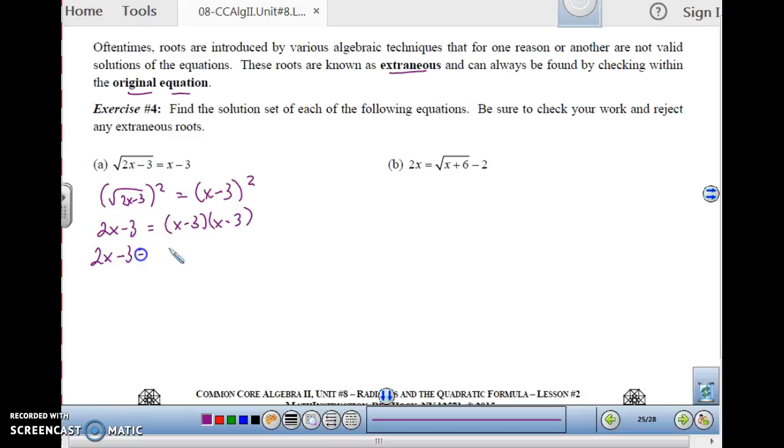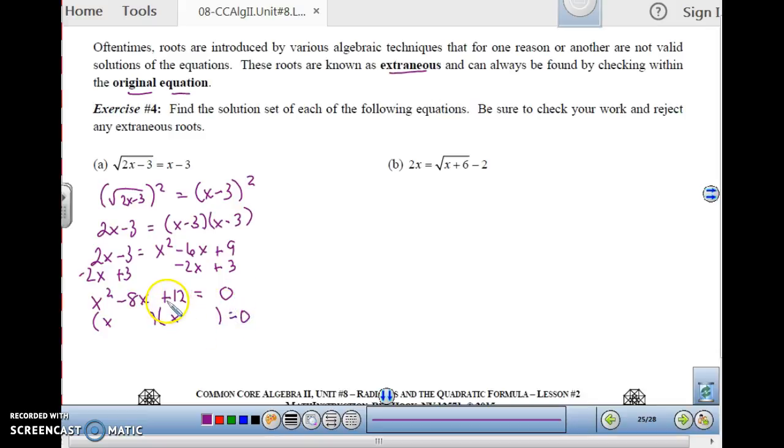So 2x minus 3 is equal to x squared minus 6x plus 9. Minus 3 is minus 6. All right, quadratic equation, get it equal to 0. So minus the 2x and add the 3. Watch your signs. You get x squared minus 8x plus 12 is equal to 0. Factor, factor, factor.